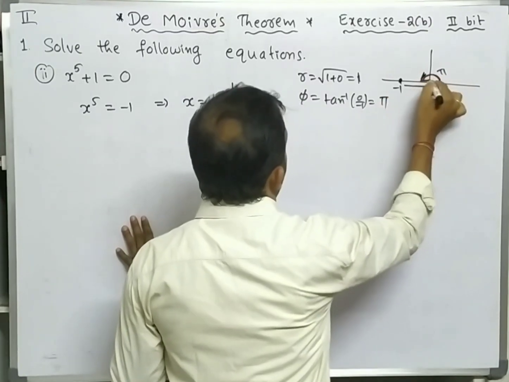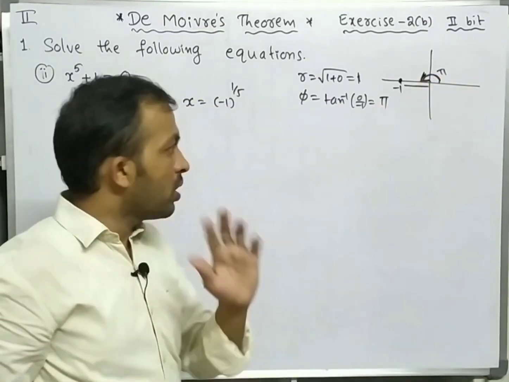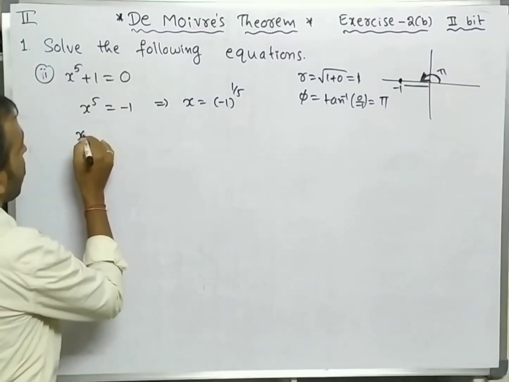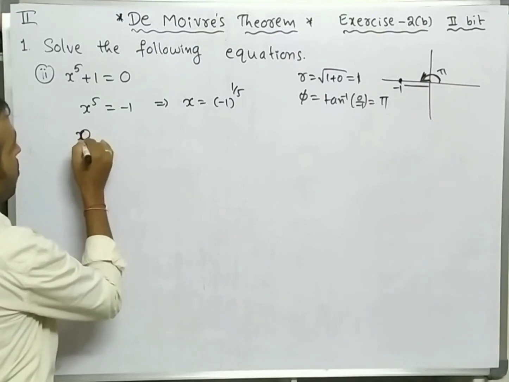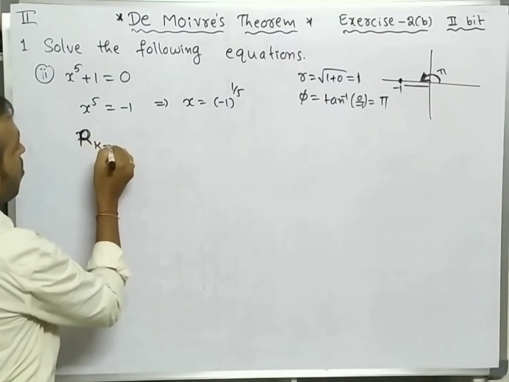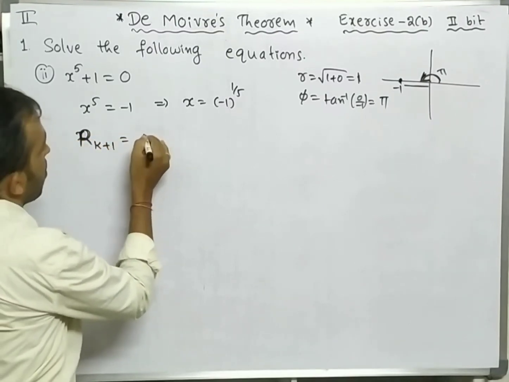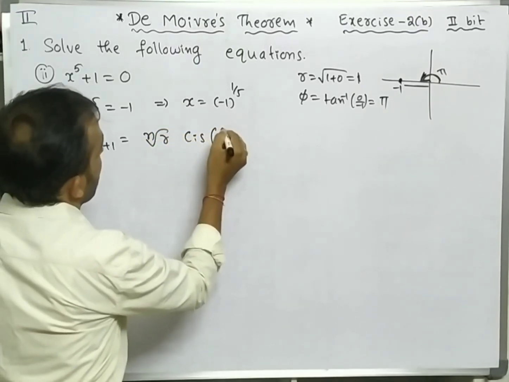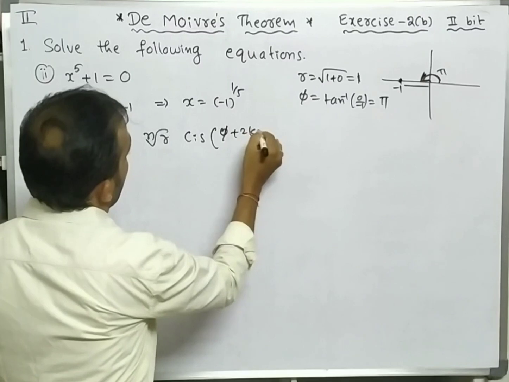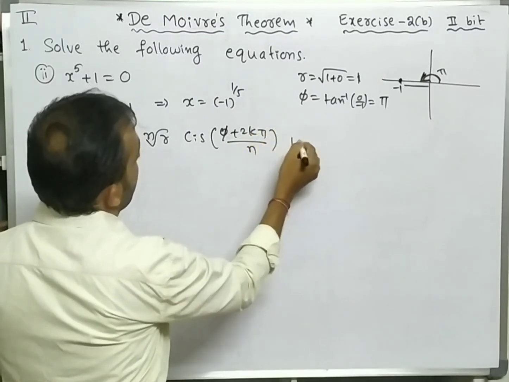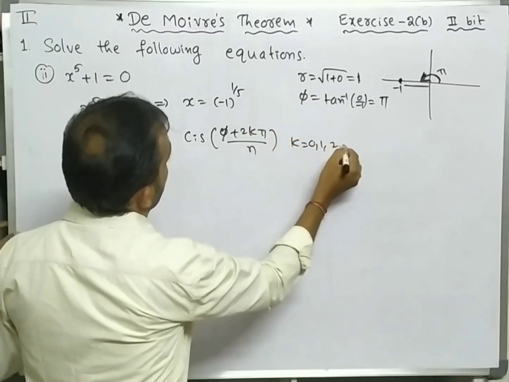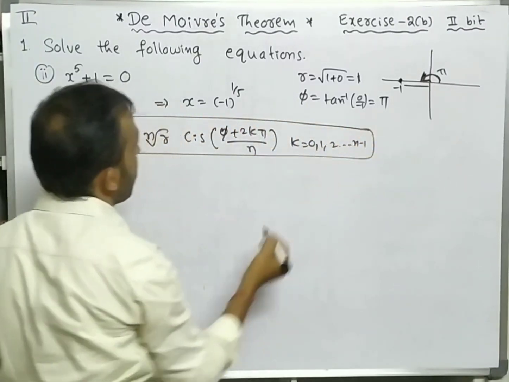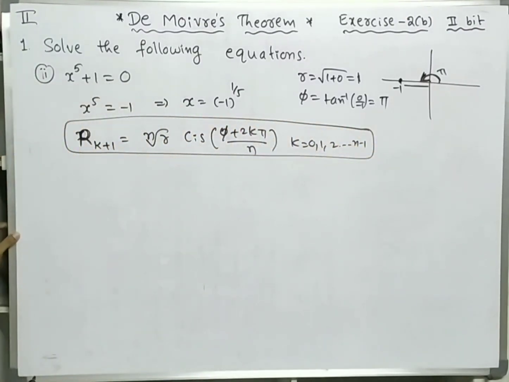The angle is pi, so that's why we should know the geometry also. Now that can be written as, otherwise we have the formula for nth roots of unity, that is r_{k+1} equals nth root of r into cis of (pi plus 2k pi) by n, where k is equal to 0, 1, 2, and so on up to n minus 1. This is a very important formula we have used.